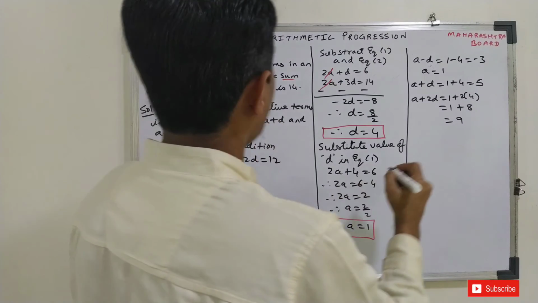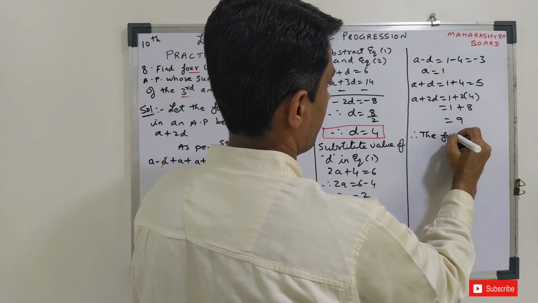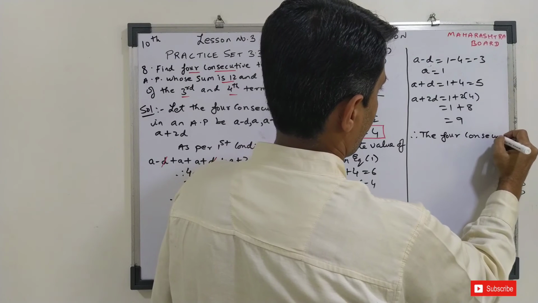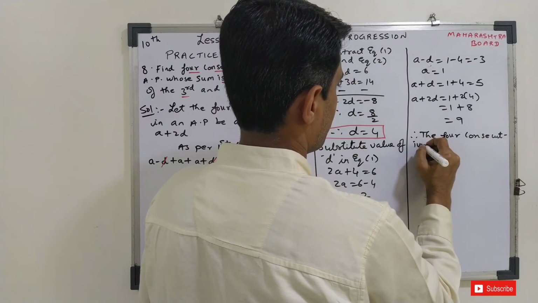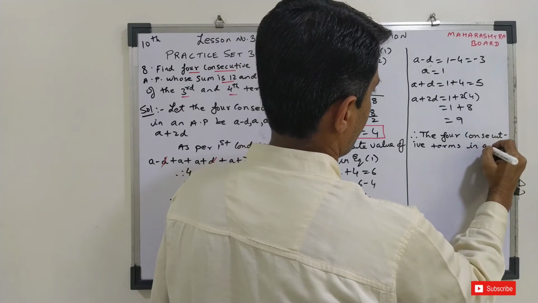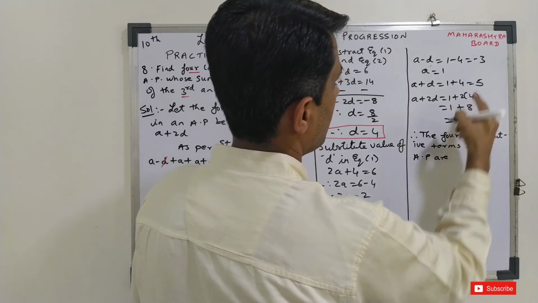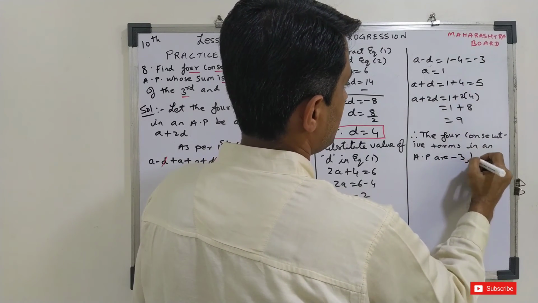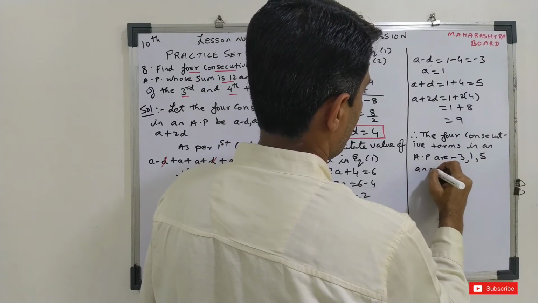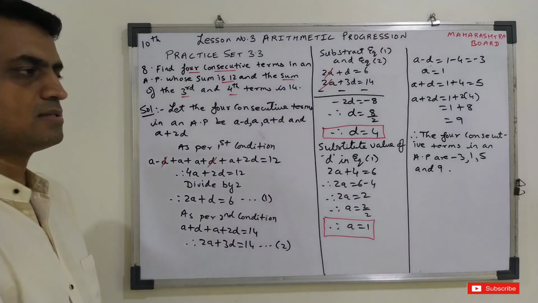So we got the answer. Therefore, the 4 consecutive terms in an AP are -3, 1, 5 and 9. So this would be the final answer.